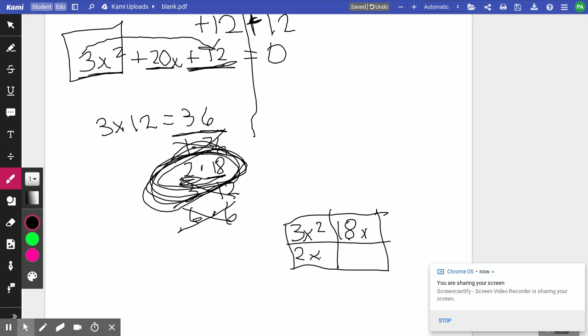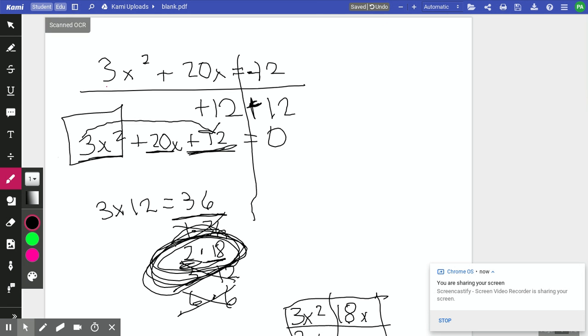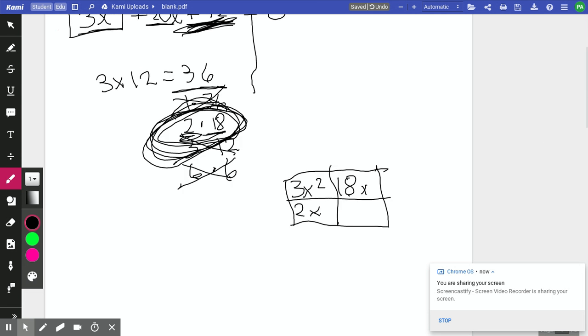And for the last box, you're going to want to put the number that you zeroed it out to. So it became a positive 12. So we'll just put 12 right here.